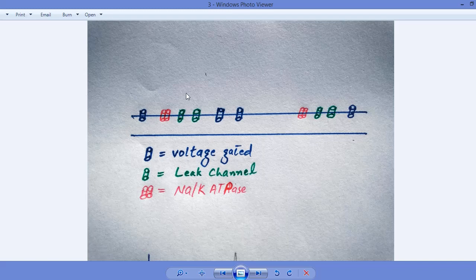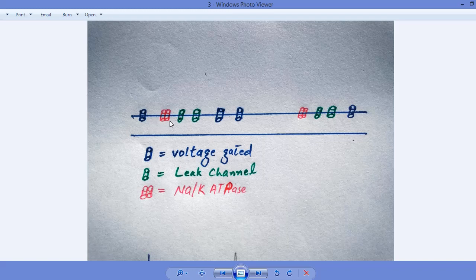The leak channel of sodium always passes sodium from the external environment to the internal environment, but in minute quantity. And the leak channel of potassium always transfers potassium from the internal environment to the external environment, in large amount during the rest stage and the active stage, at each and every step of the neuron. So these are the leak channels which remain open throughout the life of the neuron, and this is the sodium potassium ATPase pump. You can also call it a channel.